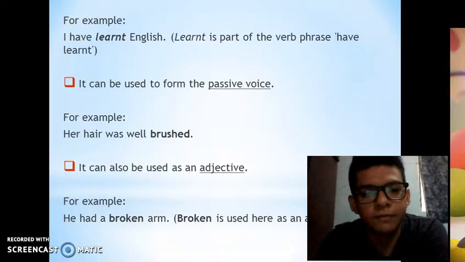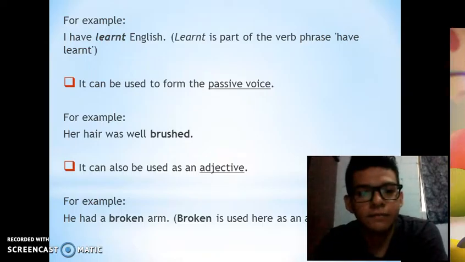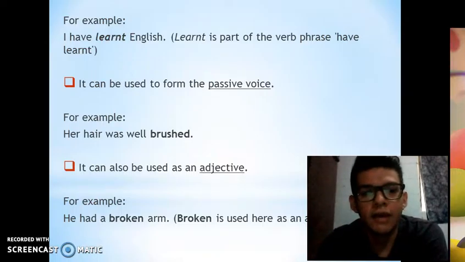The next use is that it can be used to form the passive voice. For example, her hair was well brushed. Another example, it could be his car was well fixed. So it's simple with passive voice.